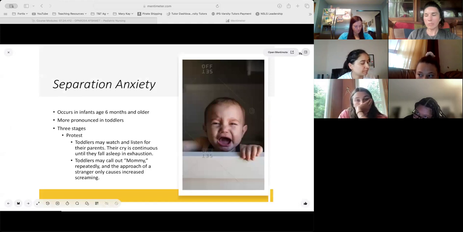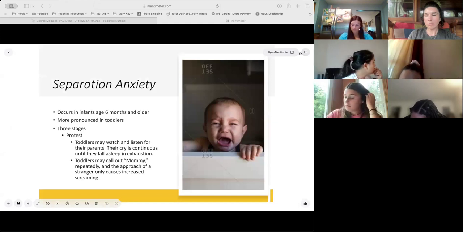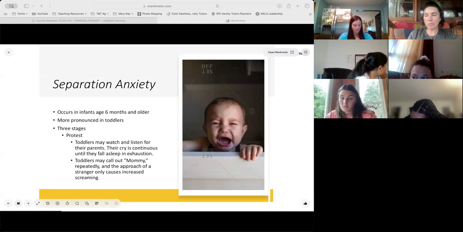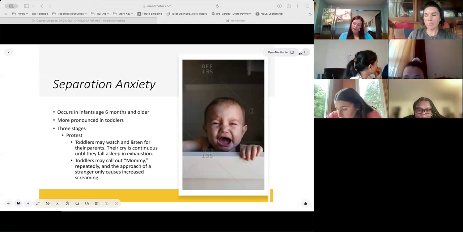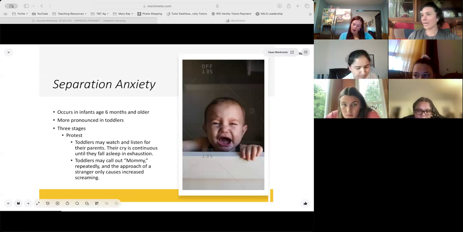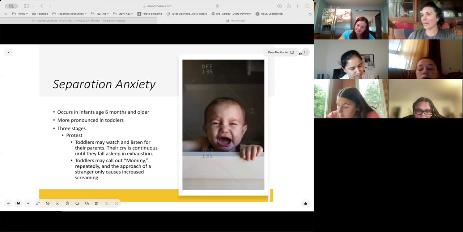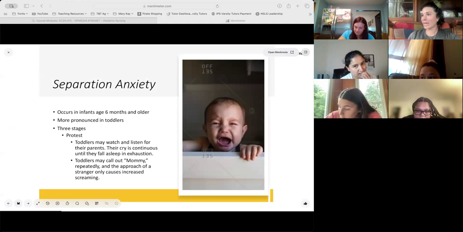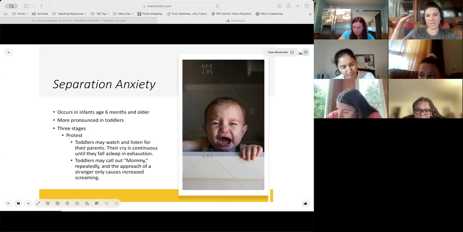So, as promised, we're going to talk more about separation anxiety. So, this was your discussion question for this week. So, we see separation anxiety beginning at 6 months of age and it peaks at 10 months of age. So, that's when we see it kind of rear its head the most. We see it most pronounced in our toddlers. So, we see it kind of hitting that 10-month right before we reach that 1 year mark. And then it carries all the way throughout toddlerhood.